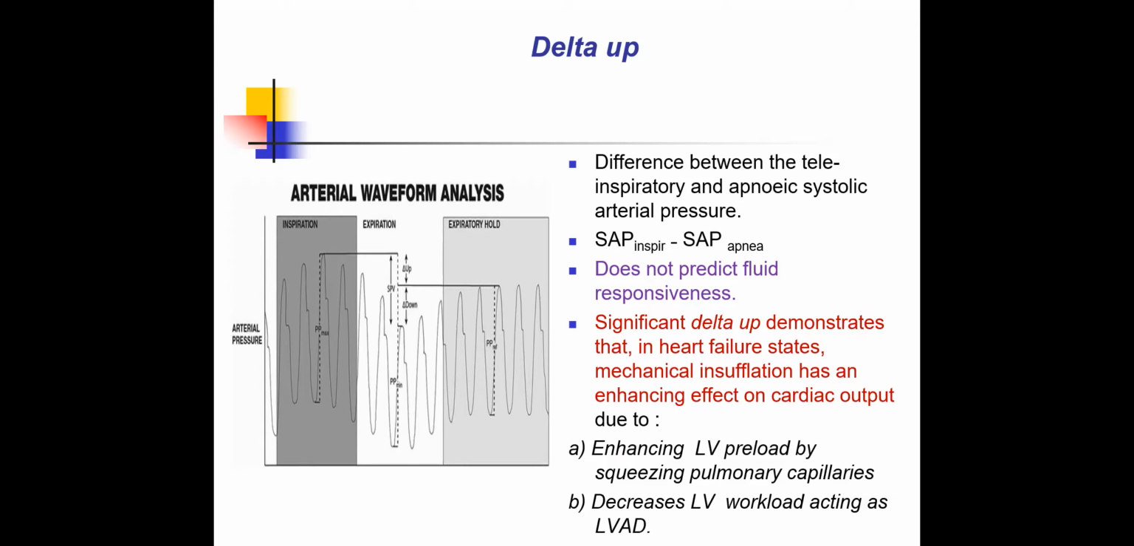So we will not guide ourselves with delta up with regard to fluid responsiveness. But in a failing heart, we can decide, okay, yes, this patient will be benefited, so let us continue with the mechanical ventilation till the heart responds or recovers from the failure. This happens because of enhancing LV preload by squeezing the pulmonary capillaries and decreasing the LV workload, acting as an LVAD.